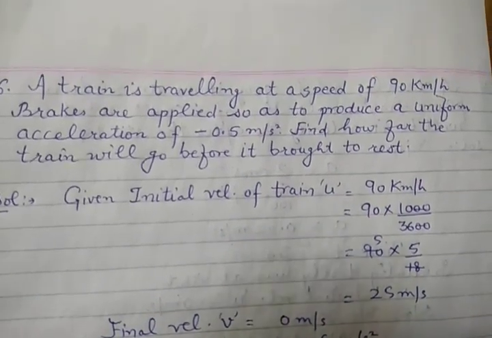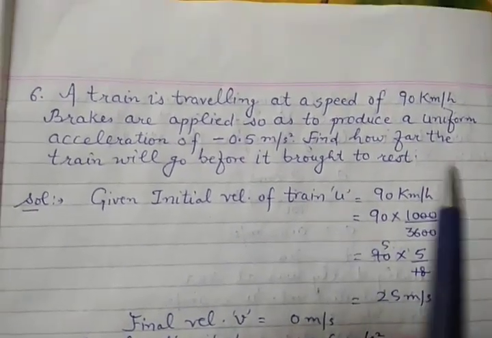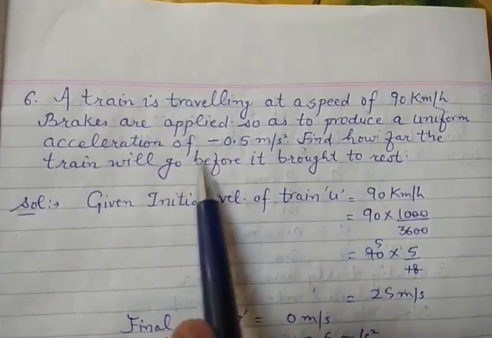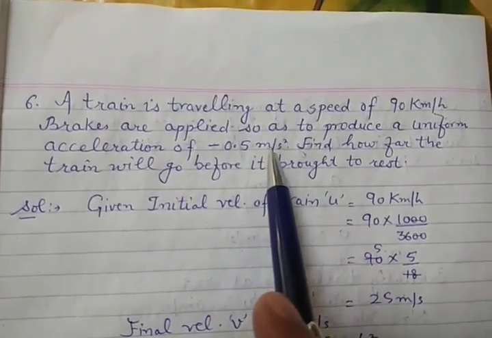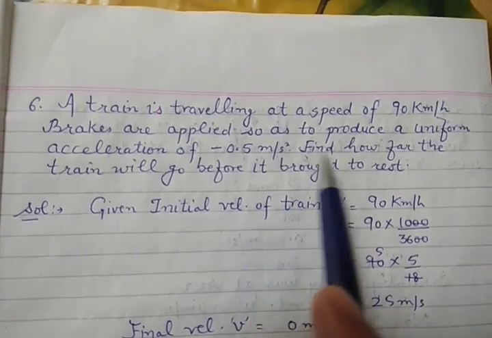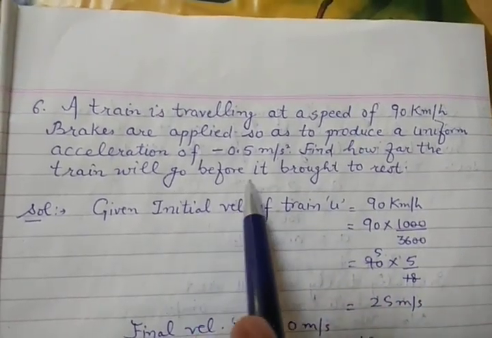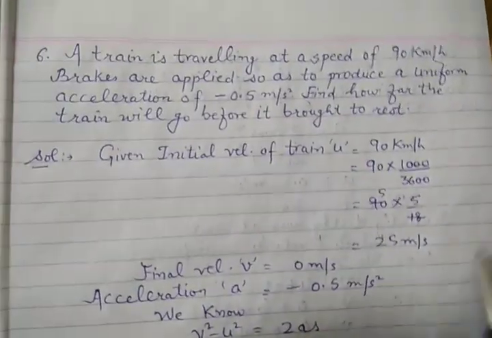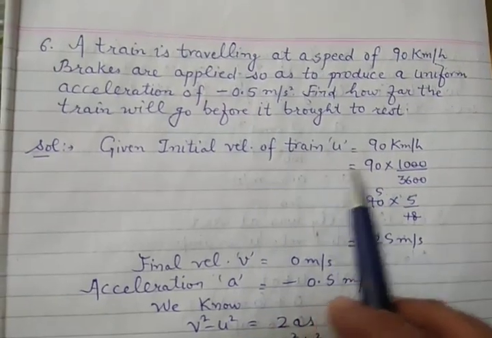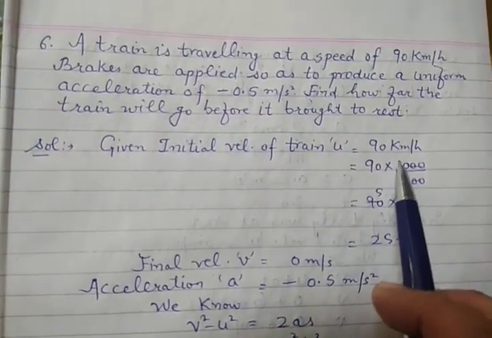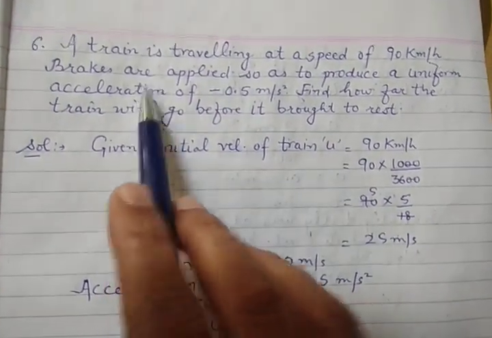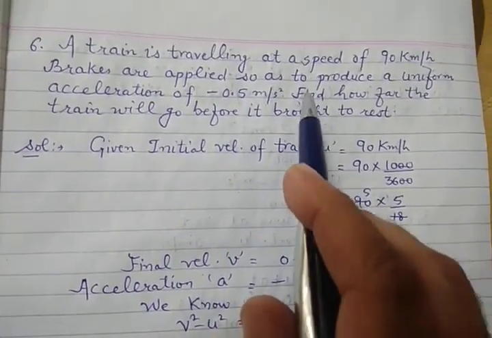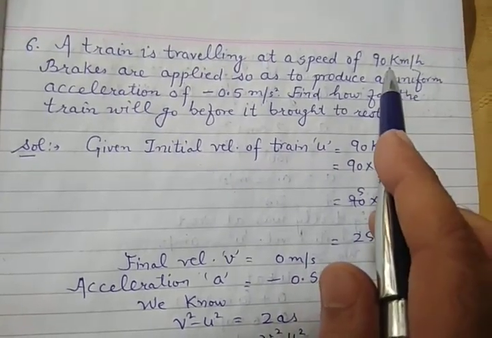Now the next question is, a train is traveling at a speed of 90 km per hour. Brakes are applied so as to produce a uniform acceleration of minus 0.5 meter per second square. Find how far the train will go before it is brought to rest. Clear? So given initial velocity of train is 90 km per hour. Why am I taking it as initial velocity? Because brakes are applied. After applying the brakes, the final velocity will be there.